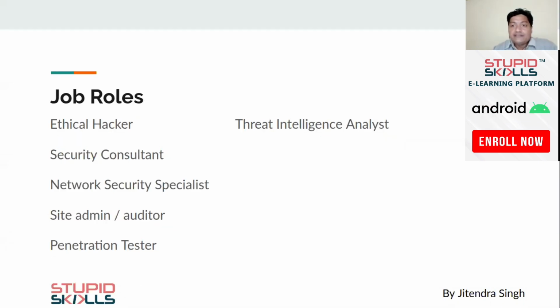So some of the job roles I have listed, that you would see that people who get certified become ethical hackers or security consultants, or they become network security specialists. Sometimes they like to be admins and auditors, and usually they can also become penetration testers or threat intelligence analysts. So there are many more. This list is not exhaustive, but on a broad level, you would find these kind of roles which people will get into after getting certified.